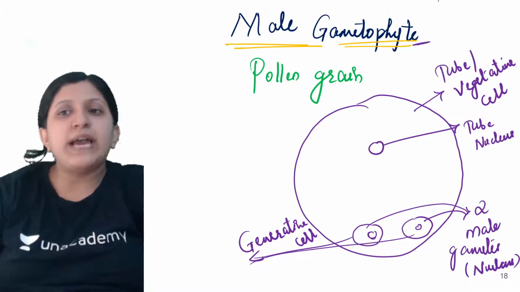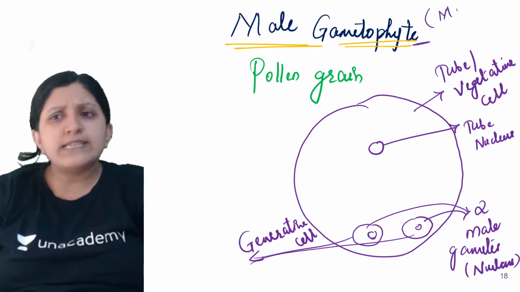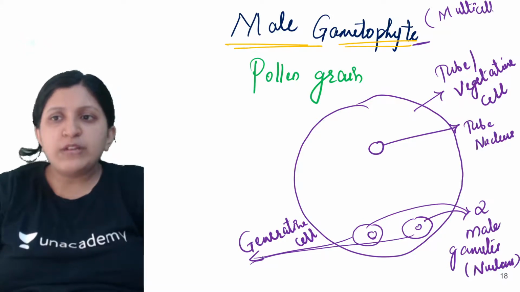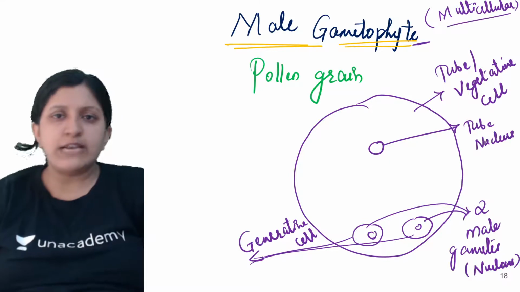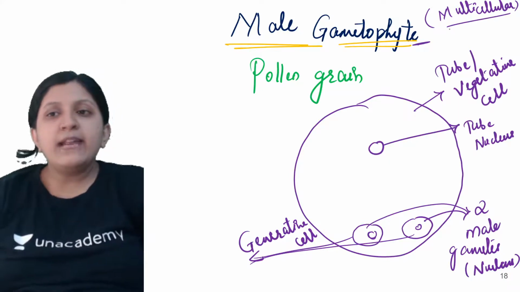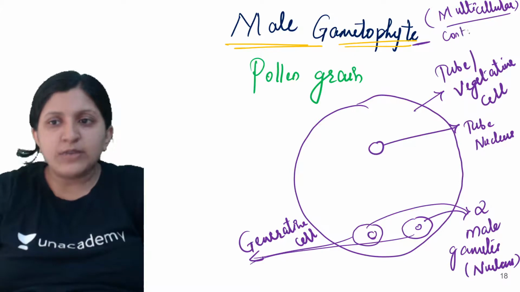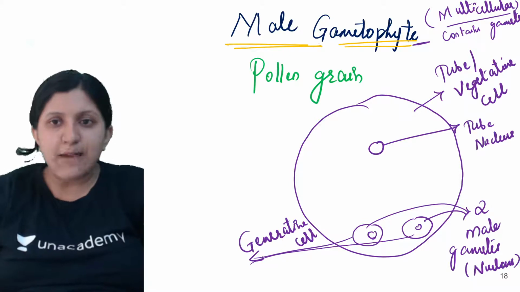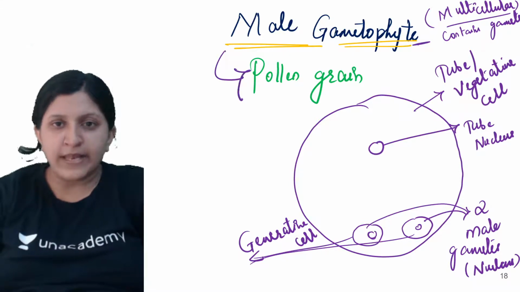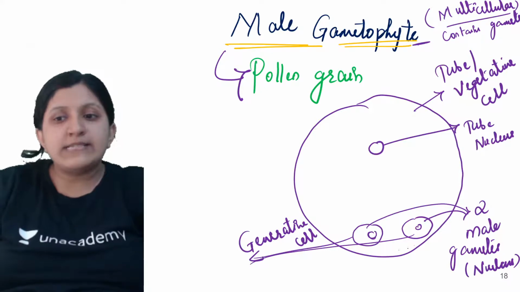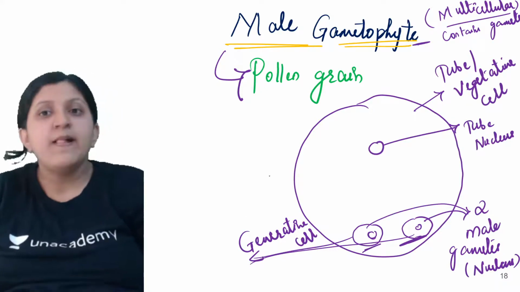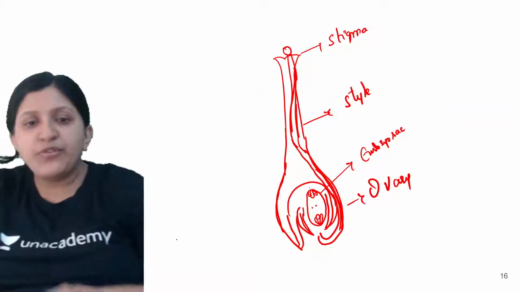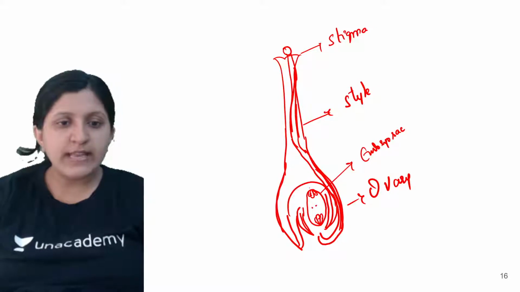The male gametophyte is multicellular, basically not unicellular. Two or three cells if they are there, so a few-celled structure we can say, and other than that it contains the gamete. So this gametophyte contains the gamete. The male gametophyte is the pollen grain, and that pollen grain contains the male gametes, and hence the pollen grain is important. So now you know the female gametophyte. If we have to see it, I'll just erase this part.